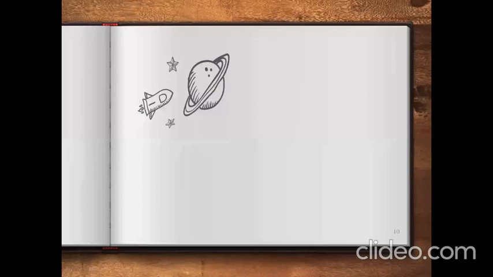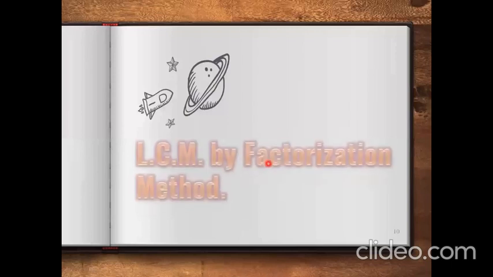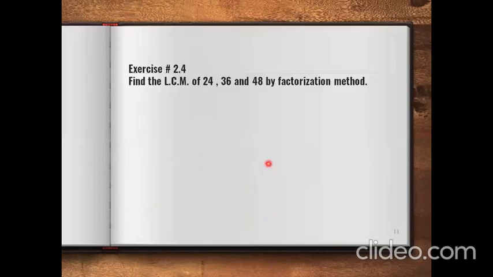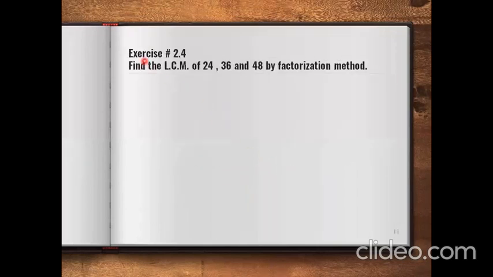Now the next topic is LCM by factorization method. Look here. This is the topic from exercise number 2.4, and the question is: find the LCM of 24, 36, and 48 by using factorization method. So simply you will find the factors of these numbers individually. First of all, we are going to find the factors of 24.